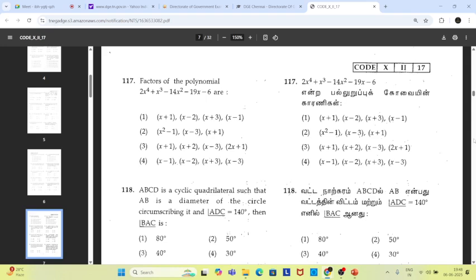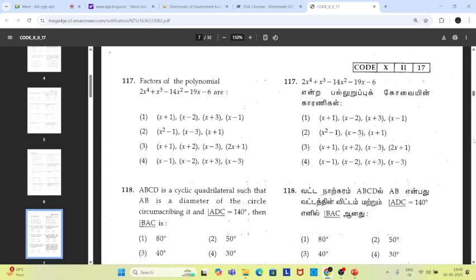Now, factors of the polynomial. See, they have given 2x power 4 plus x cube minus 14x square minus 19x minus 6. You have to factorize this. And they have given the options, all the 4 factors. You have to find which option is correct.